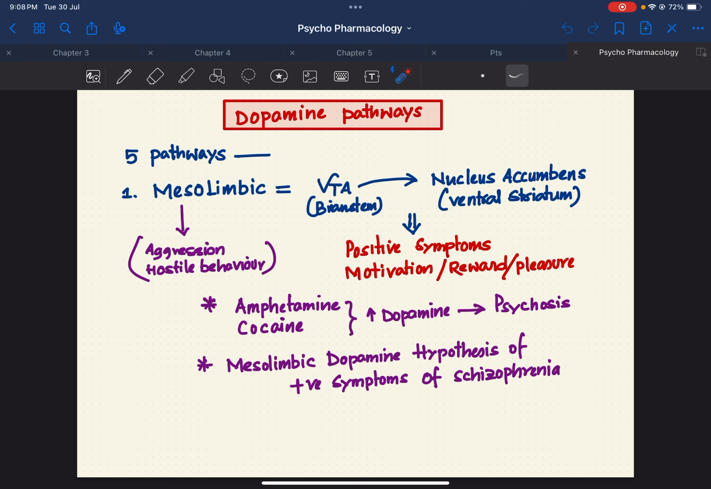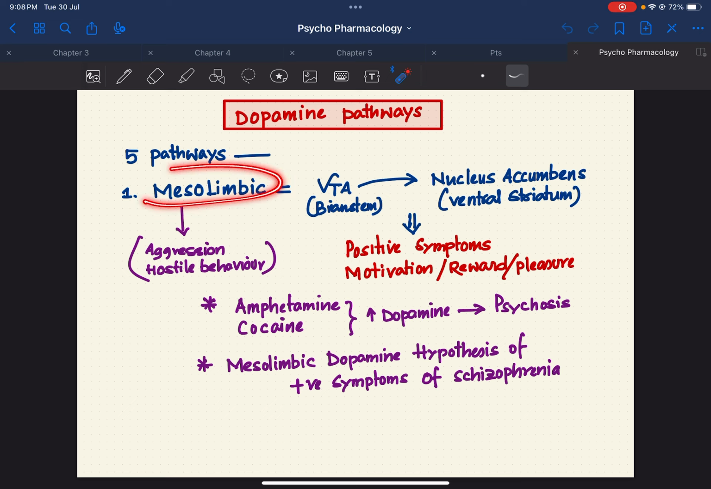This is very important because in a later slide we will talk about why addictions are more common in schizophrenia. If you see schizophrenia, there is an increased amount of drug abuse, especially nicotine, or vice versa also.